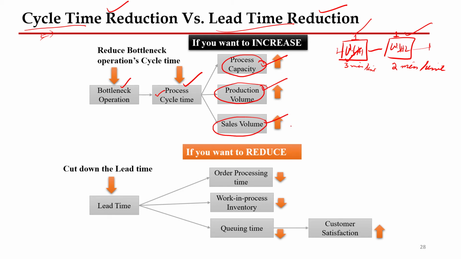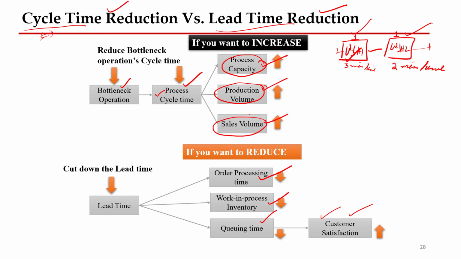But if you want to reduce the lead time, what kind of benefit will you get? You would be able to reduce the order processing time, or you can say the lead time from order taking to order delivery, and you would be able to reduce the work in process inventory. You would also reduce the waiting time or the queuing time, and in the end the customer will be satisfied, because by reducing the lead time, or manufacturing lead time, throughput time or flow time, you would be able to deliver the product as quickly as possible.